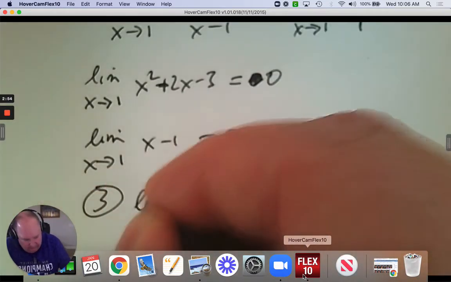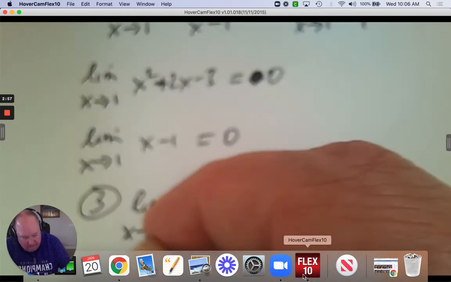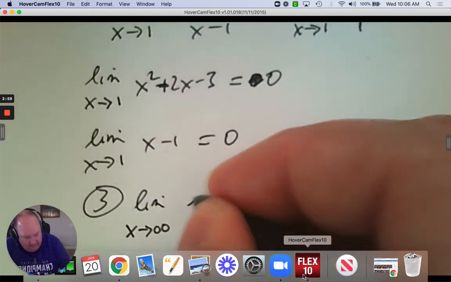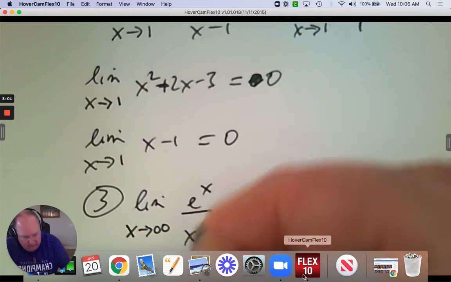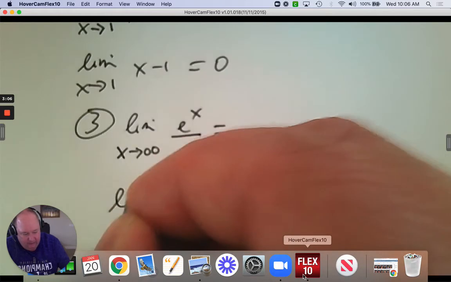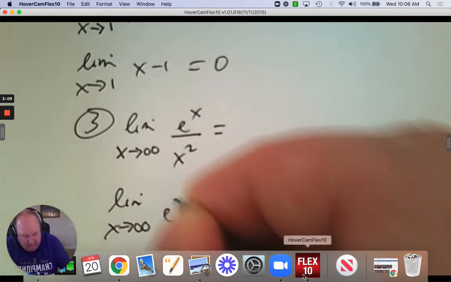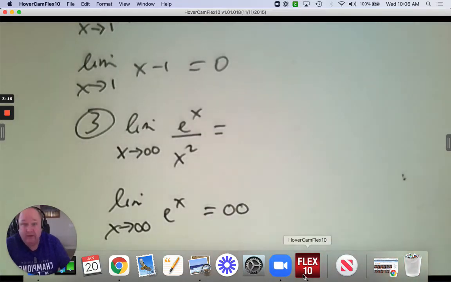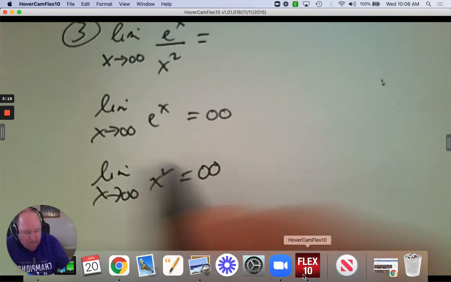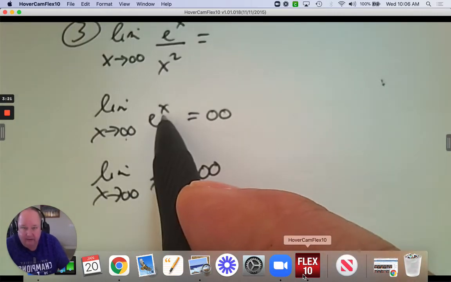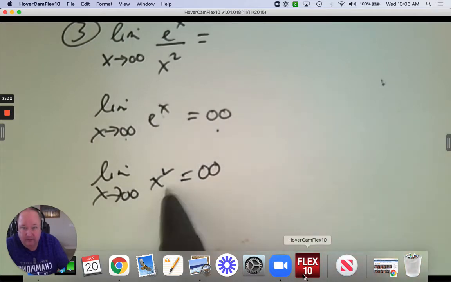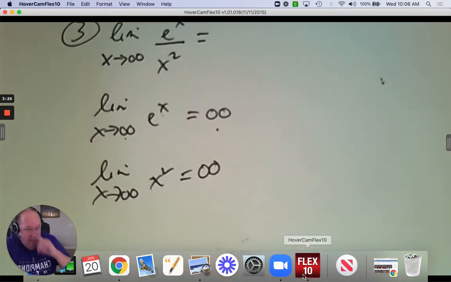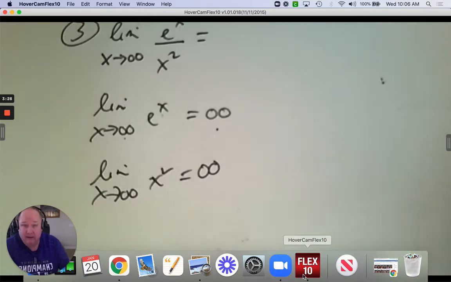Number 3. You have the limit as x approaches infinity of e to the x over x squared. Understand that if we have this situation of the numerator and the denominator, I'm going to write it as two limits, and both of these answers are infinity. As I put in infinity, the answer is infinity. Same thing here. That means the right end behavior is going to infinity for both. So what's the answer going to be?